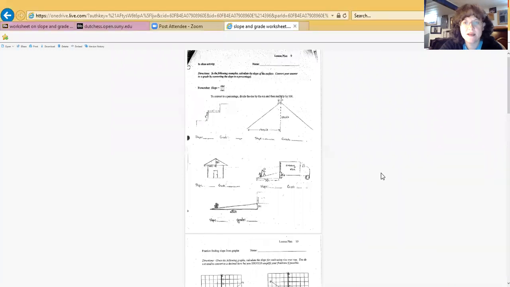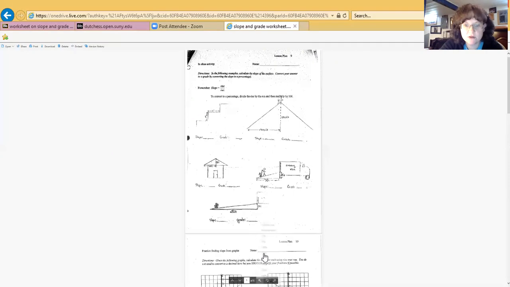Hey everybody. So I said my first video was going to be about slope and grade. This is the worksheet that's titled "worksheet on slope and grade" in Blackboard. And what we're going to do is see if we can take notes directly on here.